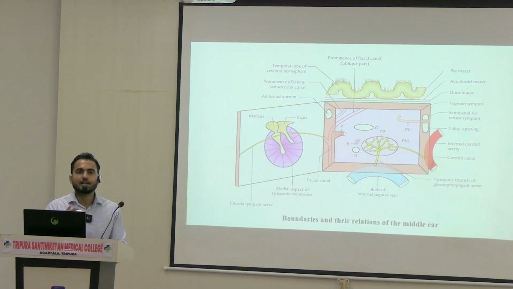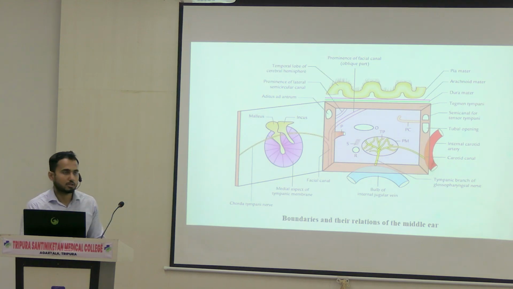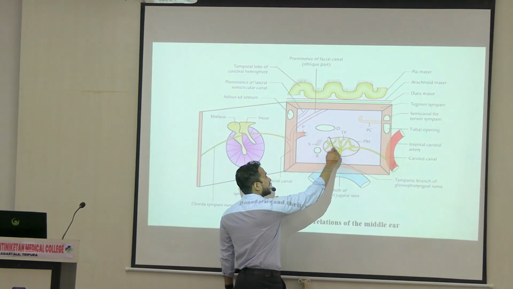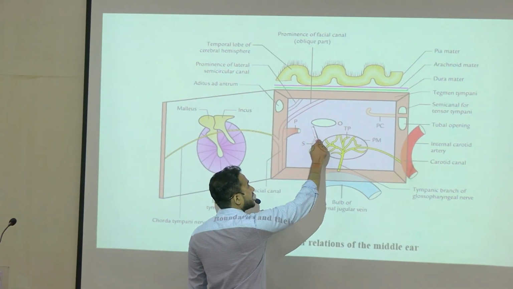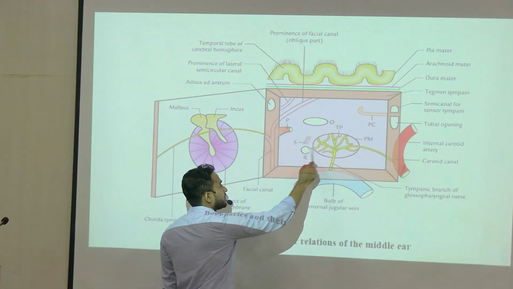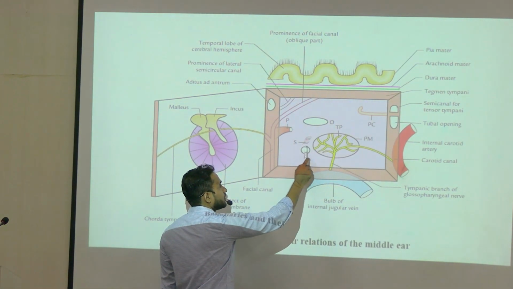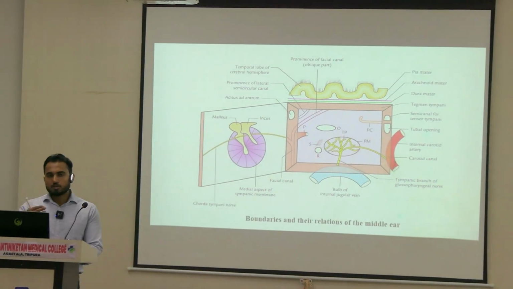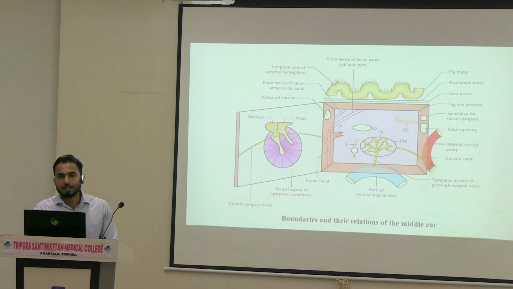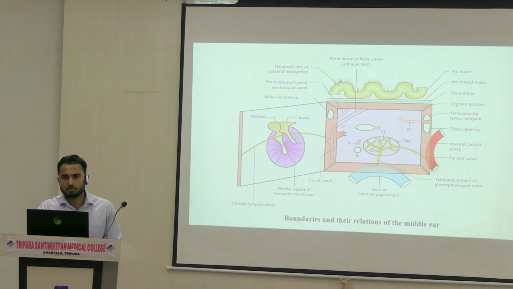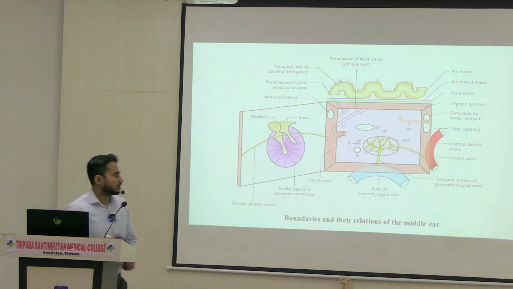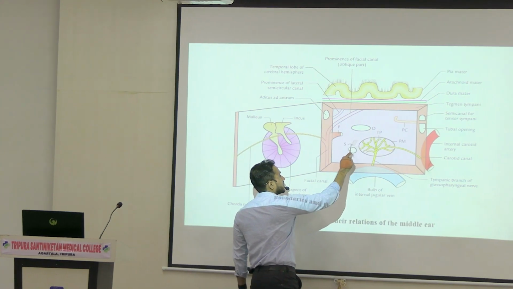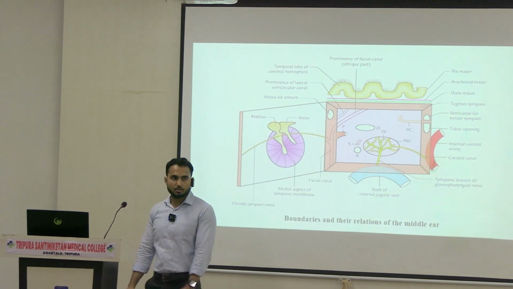Now if you see the oval window, what is the location? It is situated above and behind the promontory. So this is the promontory. ये देखो, this is the promontory. So above and behind the promontory, we get the oval window. Below and behind the promontory, another window is there, that is called the round window. In between both the windows, you can see a depression, that is called the sinus tympani.